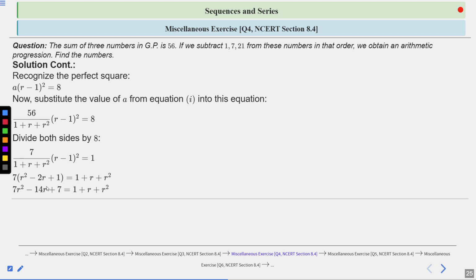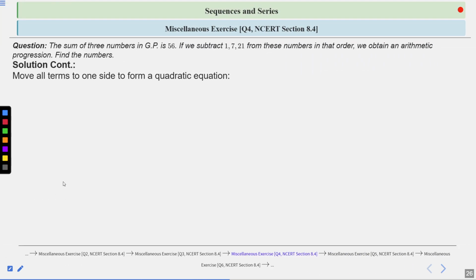After some multiplication, we get 7 times r square minus 14 times r plus 7 equal to 1 plus r square. Move all terms to one side to form a quadratic equation in r variable. We get 7r square minus r square minus 14r minus r plus 7 minus 1 equal to 0. Here 7r square minus r square equal to 6r square, and minus 14r minus r means minus 15r, and plus 7 minus 1 means plus 6. So after addition and subtraction, we get 6r square minus 15r plus 6 equal to 0.